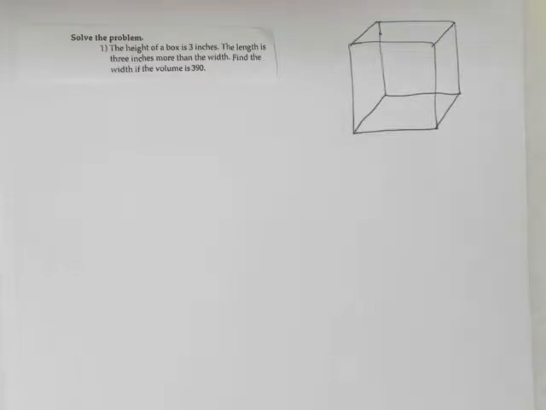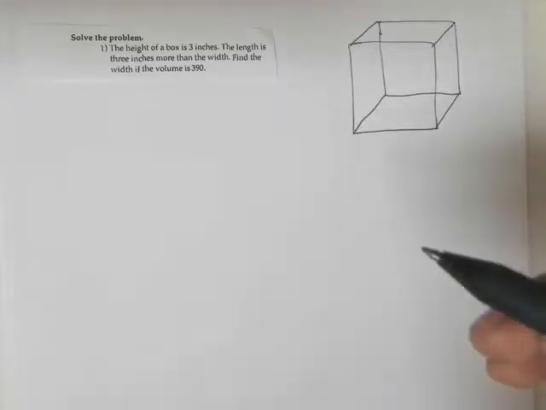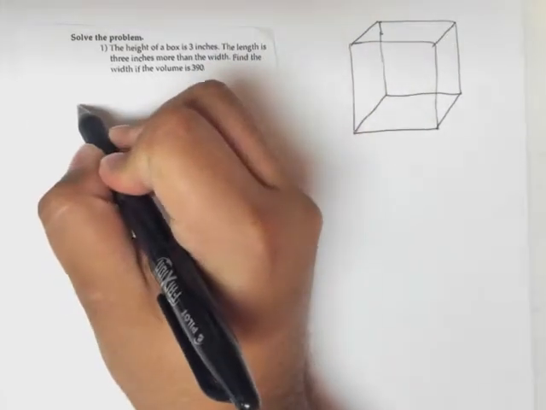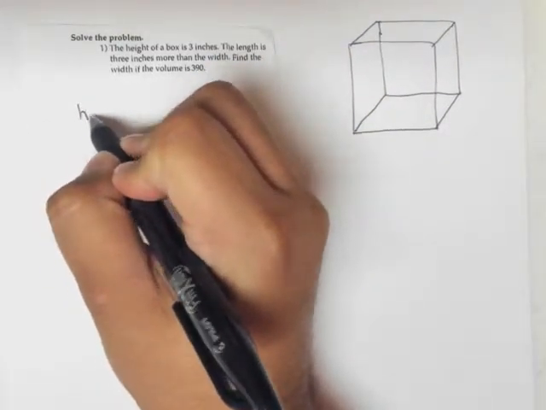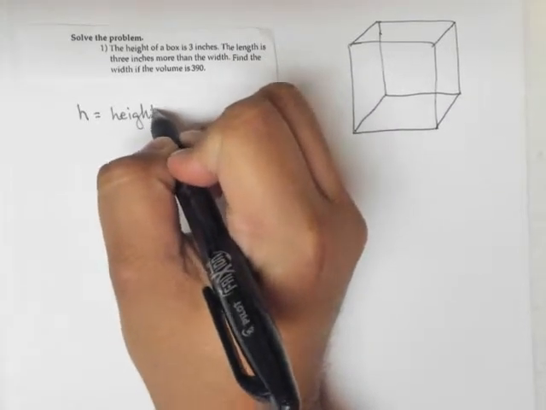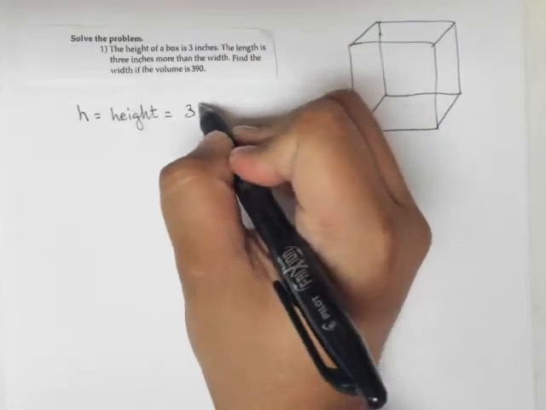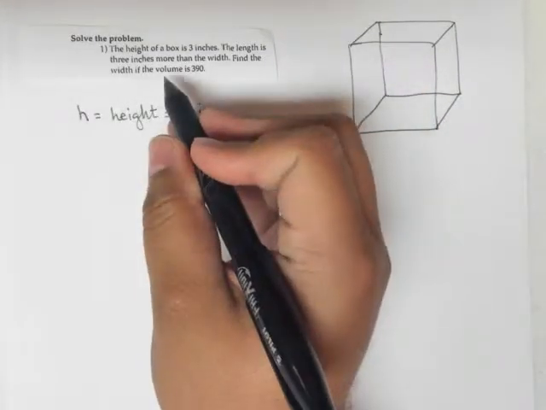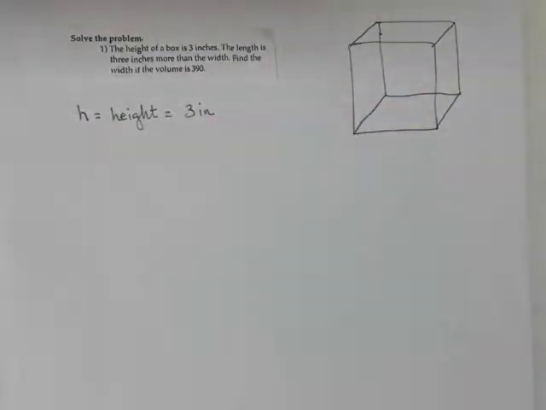So I'm going to write that down in just a second, but let's write down what they've given us. And I've already drawn a picture of the box here. So let's write this down. We'll call h the height, and we're going to say that that is 3 inches. They say the length is 3 inches more than the width. So what am I missing here?